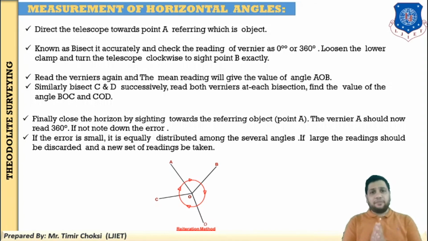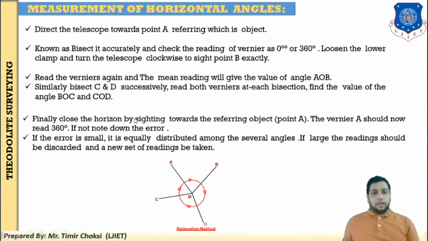So some error has developed. Minor errors are resolved by some methods, but major errors are not, so the whole procedure is repeated to find the accurate angle. If the error is small, it is equally distributed among the several angles. If large, the reading should be discarded and a new set of readings taken.